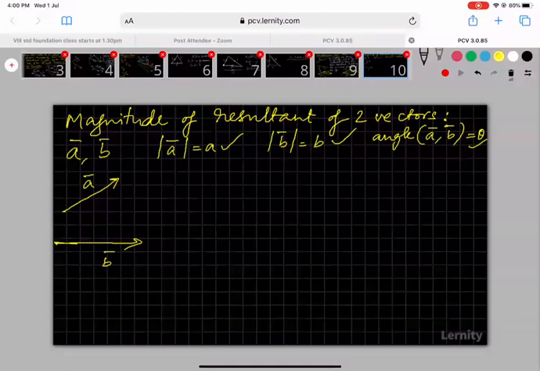I have two vectors, A bar and B bar. I know their magnitudes A and B. I know the angle between them, theta. Starting with these, I need to calculate the magnitude of the resultant. This is what I need to calculate. How do I do that? I can use any of the three laws of vector addition to calculate this. I'll use the parallelogram law.